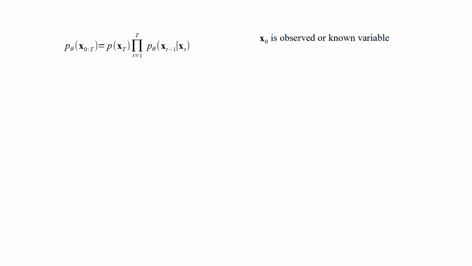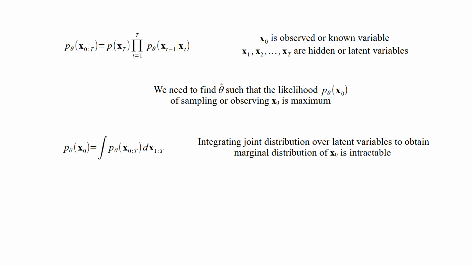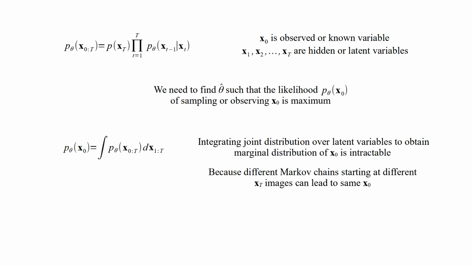x0 is observed or known variable. x1 to x capital T are hidden or latent variables. We need to find parameters such that the likelihood of sampling or observing x0 is maximum. Integrating joint distribution over latent variables to obtain marginal distribution of x0 is intractable, because different Markov chains starting at different x capital T can lead to same x0.